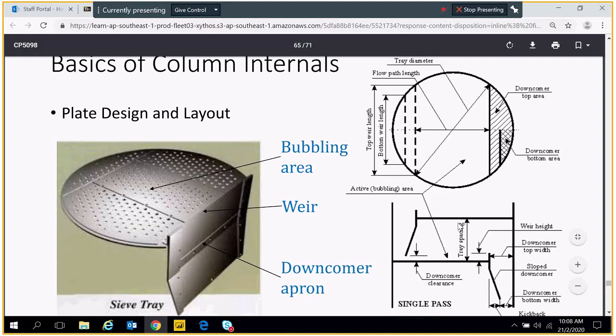Flooding is no good. Weeping also no good. Flooding can cause the tray to collapse. Think of this hydraulics. The hydrostatic pressure is too high. If it's very high, some of the tray will be weakened after operating the column for a number of years. It can collapse, and it indeed happens. Tray can collapse.